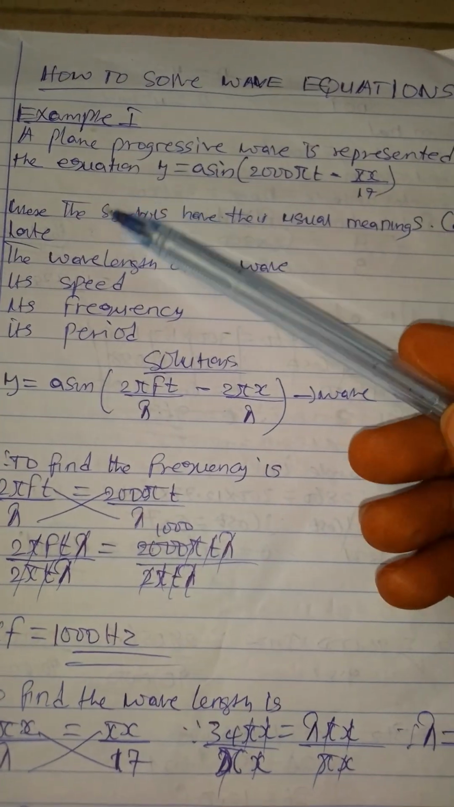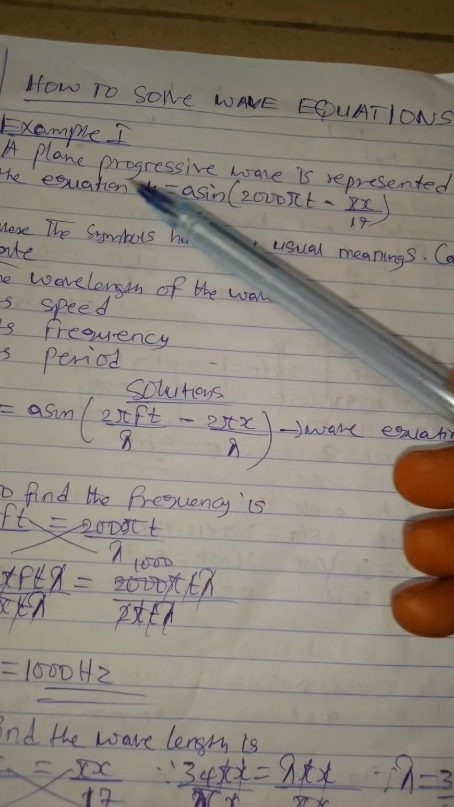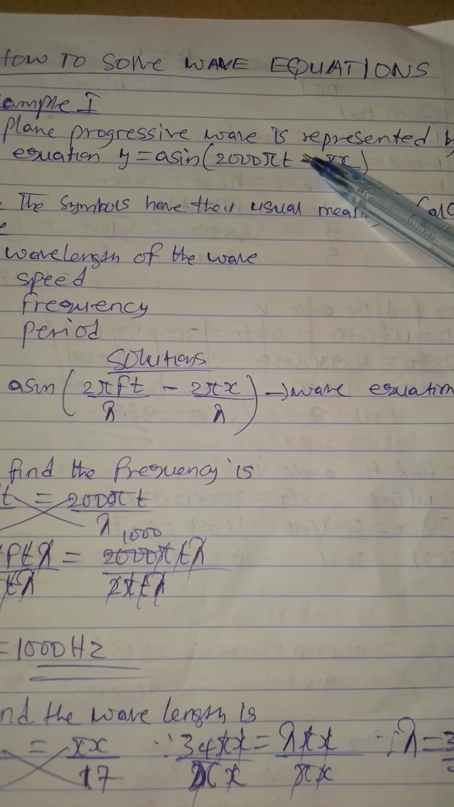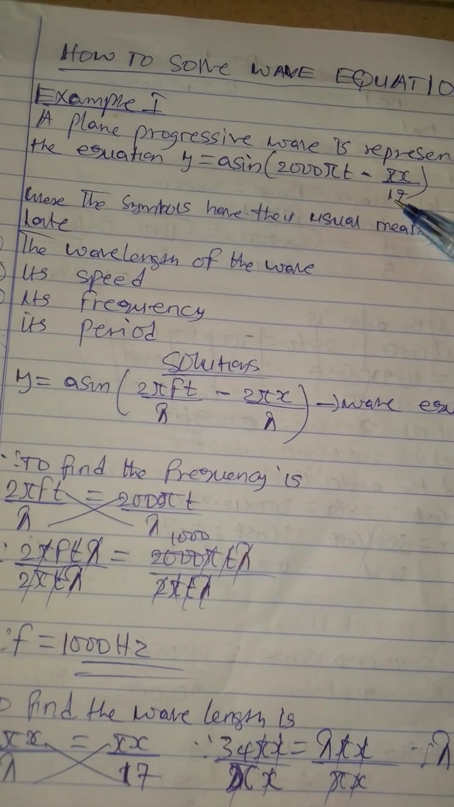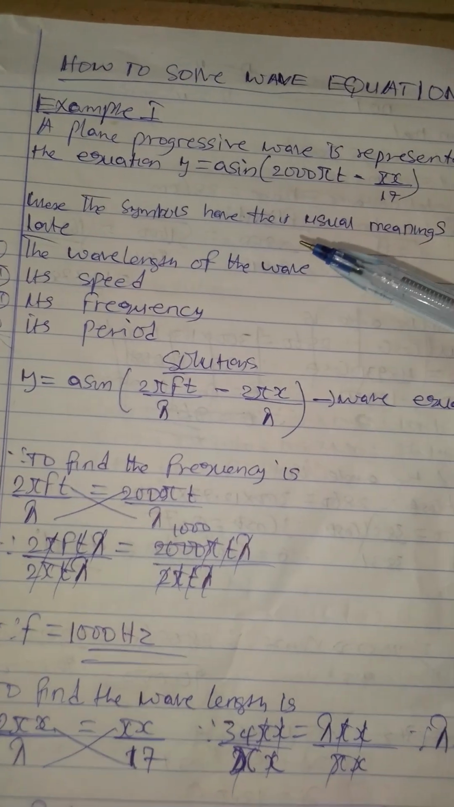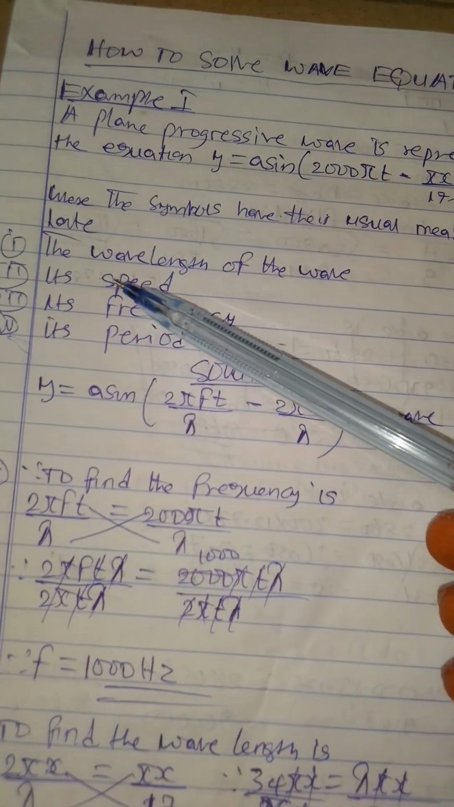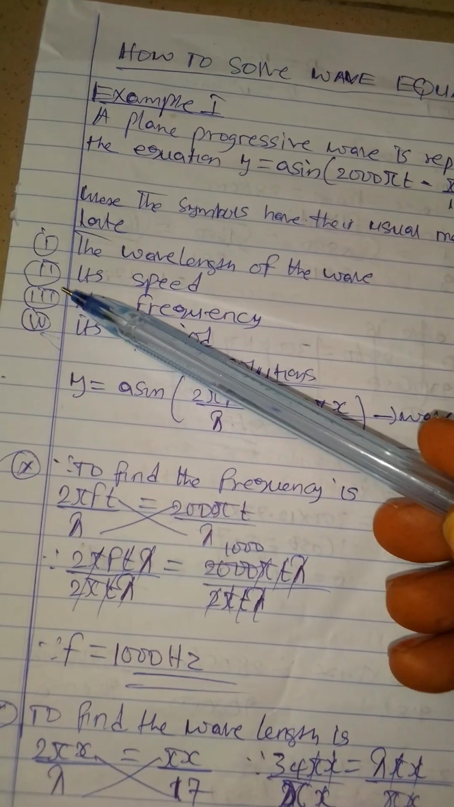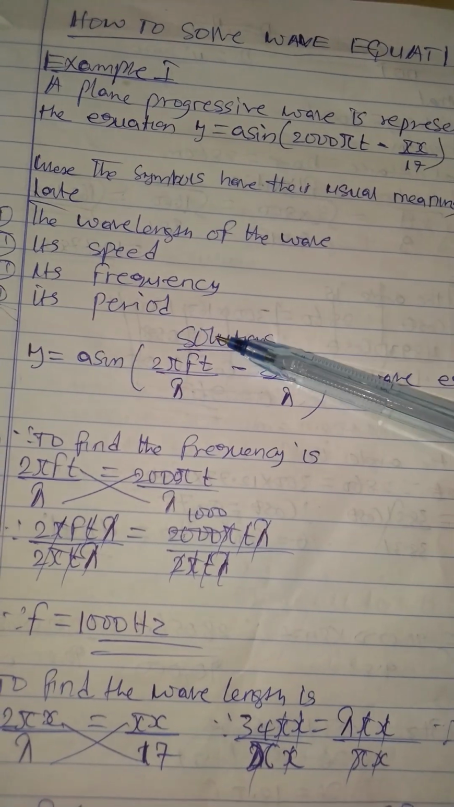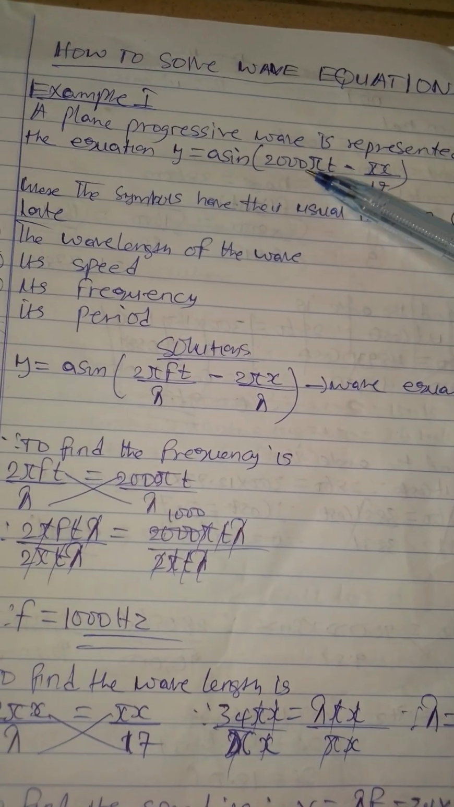Now, I have this question. As example one, say that a plane progressive wave is represented by the equation y = A sin(2000πt − πx/17), where the symbols have their usual meanings. Now you have to calculate the wavelength of the wave, its speed, its frequency, and (IV) its period. Therefore, solution. This is the wave equation they give you to solve.